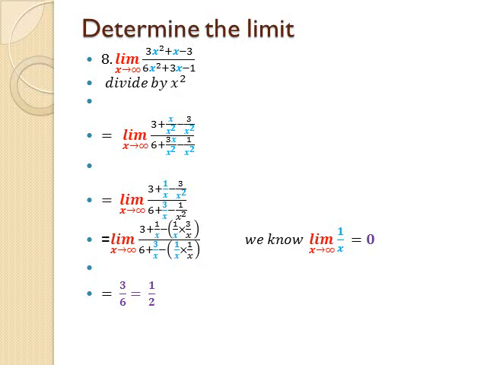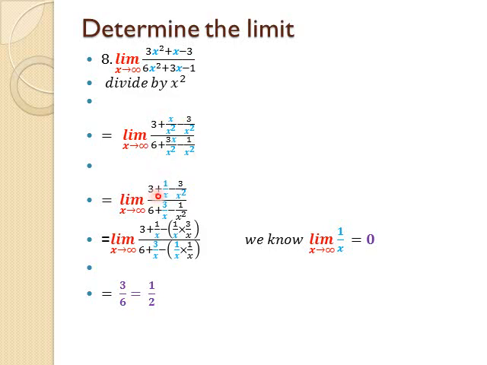But let's look at the next problem. In problem number 8, the limit as x tends to infinity of (3x squared plus x minus 3) over (6x squared plus 3x minus 1). I'm always going to divide by the highest power of x. So here I'm going to divide everything by x squared. 3x squared divided by x squared gives me 3. x divided by x squared, minus 3 divided by x squared, over 6. 6x squared divided by x squared gives me 6. 3x divided by x squared gives me 3 over x, minus 1 over x squared.